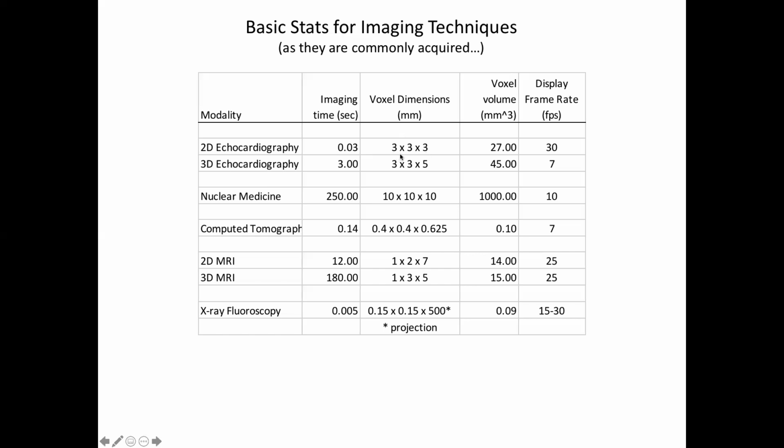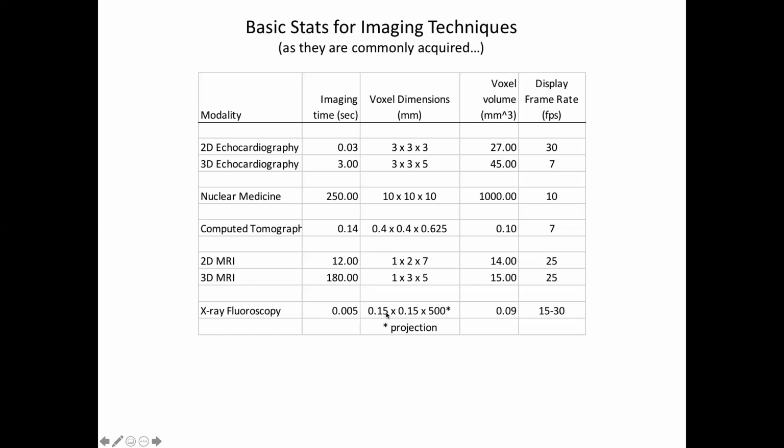And there are 3 dimensions, X, Y, and Z, right? That's why it's called a voxel as opposed to a pixel. And echocardiography is like 3 by 3 by 3, something like that, in the sweet spot of the beam. That's going to be the resolution.